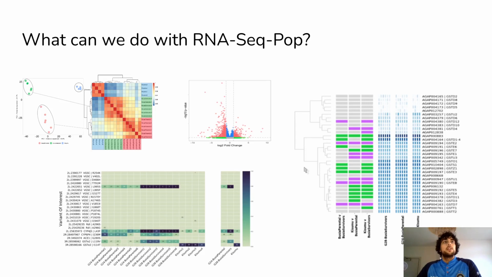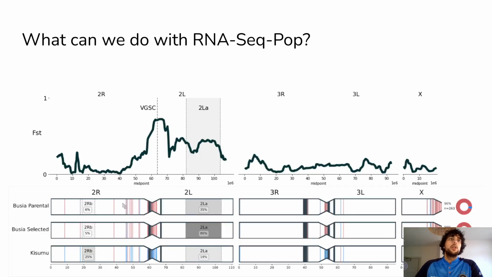But quickly, just as an example, RNA-seq-pop can perform various quality control analyses. It can perform differential expression both at the gene level and the isoform level and visualize that data. We can calculate allele frequencies of mutations that we're interested in. As I mentioned, we can look at genetic diversity. We can also look at selection across the genome in the form of FST, or the population branch statistic.